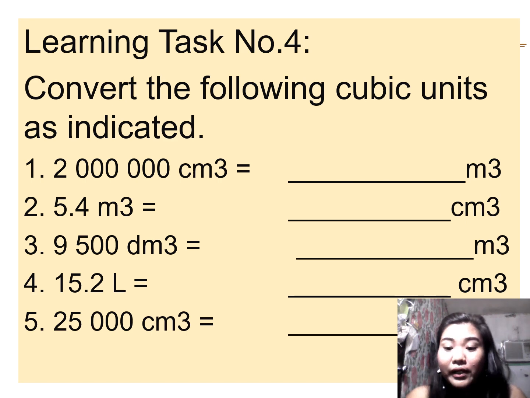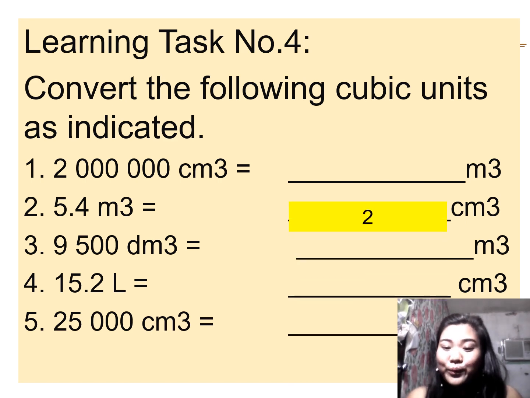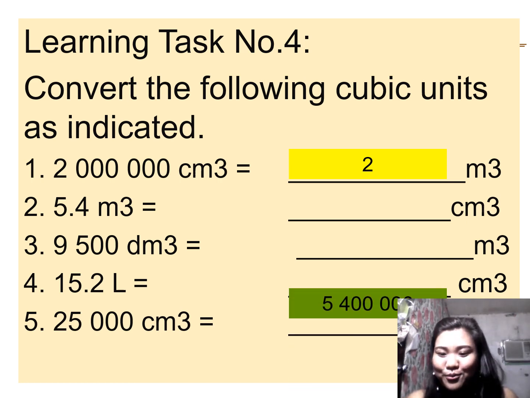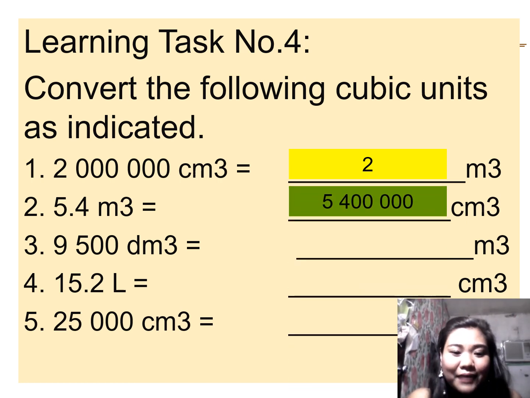In this example, we are converting the following cubic units as indicated. 2 million centimeter cube to meter cube. The answer is simply 2. 5.4 meter cube to centimeter cube. How many? 5,400,000 centimeter cube. Very good. 9,500 dm to meter. So, you will divide, smaller to larger. So, divide by 1,000. So, the answer would be 9.5.